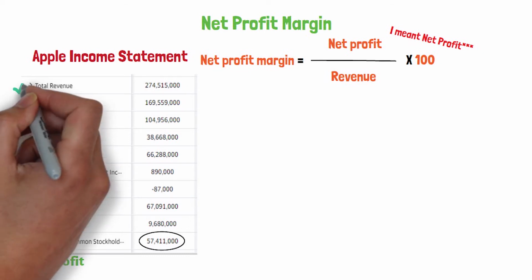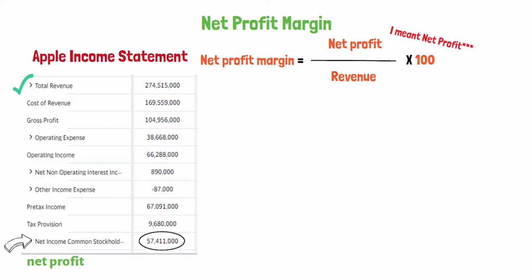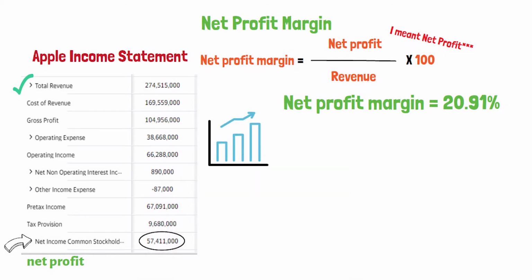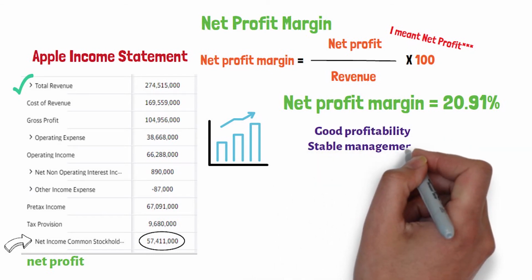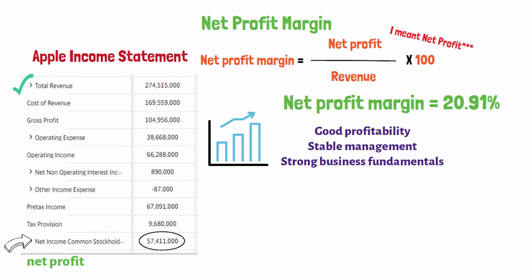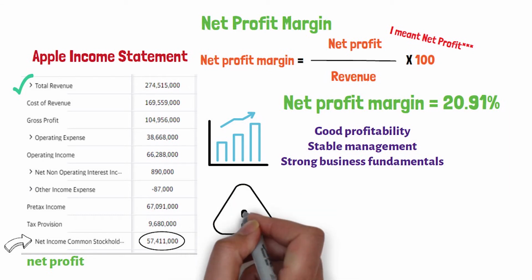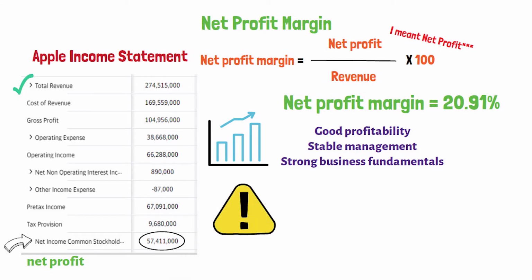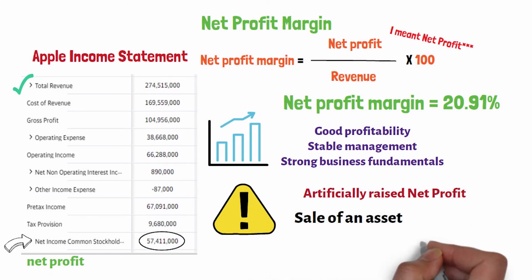After that, we find the revenue of the company, which is 274 billion. When we divide the net profit by the revenue, we see the net profit margin of Apple, which is an incredible 20%. We want to see the net profit margin gradually increase in time, as this will show us that the company has excellent profitability, solid management, and good business fundamentals. With the net profit margin, we should be cautious because sometimes a company increases it artificially. This can happen if a company sells some of its assets.